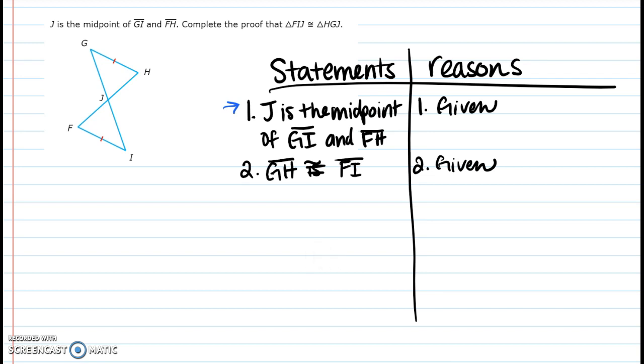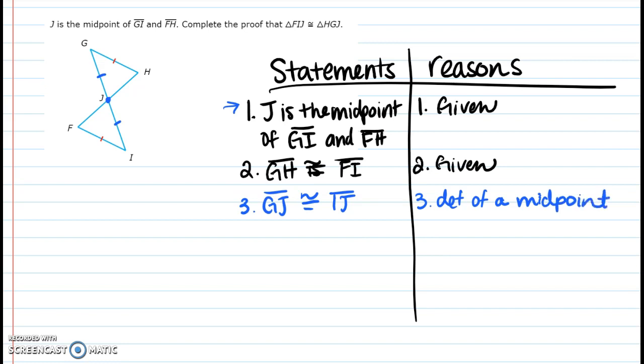So if J is my midpoint specifically of GI, I can actually now say that GJ is going to be congruent to IJ. And that is because of the definition of a midpoint. Remember, a midpoint splits a line segment into two equal parts.